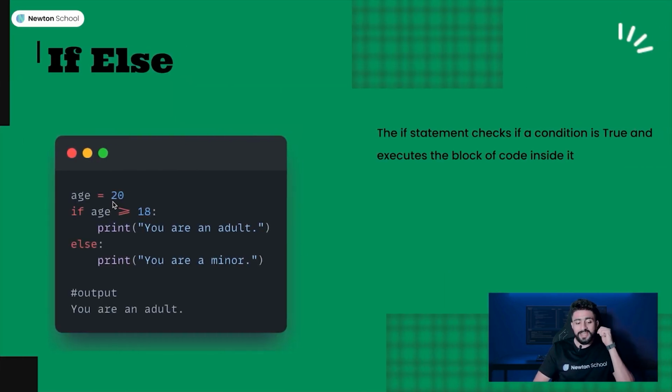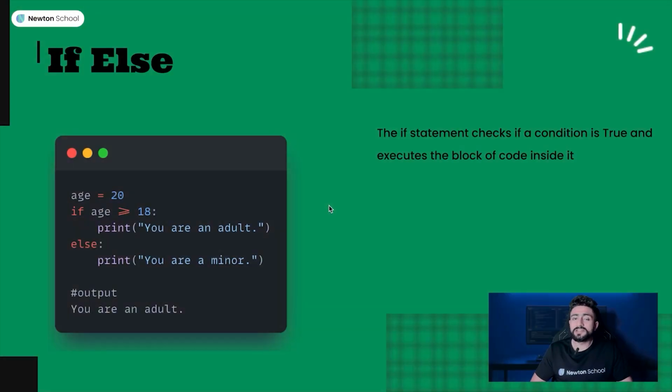Let's see. For example, you have entered age. Say age is 20, hard coded; we are not taking the user input. If age is greater than or equal to 18, we print you are an adult. Otherwise, we print you are a minor. That's how the if statement works. Whatever you want to do if the condition is false, you can write in the else block. If the condition is not true, the else block will be executed. If the condition is true, the if block will be executed.